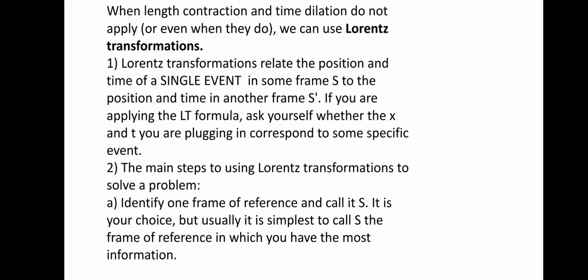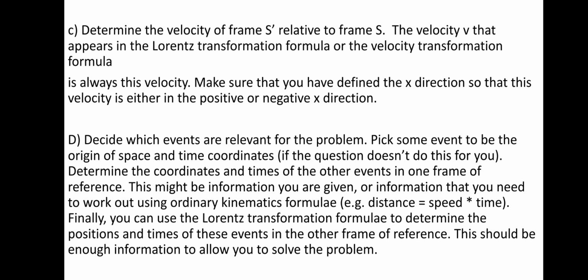The main steps to using Lorentz transformations to solve a problem. A. Identify one frame of reference and call it S. It is your choice, but usually it is simplest to call S the frame of reference in which you have the most information. B. Determine the velocity of frame S dash relative to frame S. The velocity v that appears in the Lorentz transformation formula or the velocity transformation formula is always this velocity. Make sure that you have defined the x direction so that this velocity is either in the positive or negative x direction.